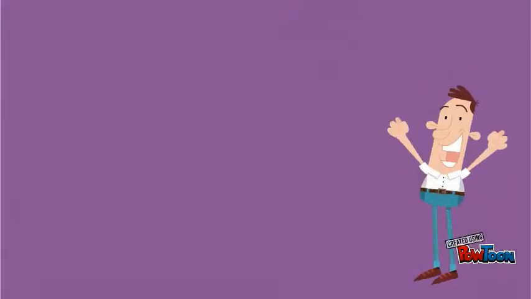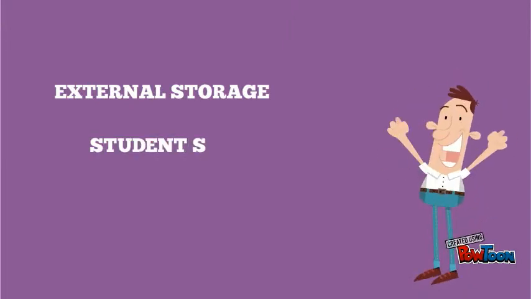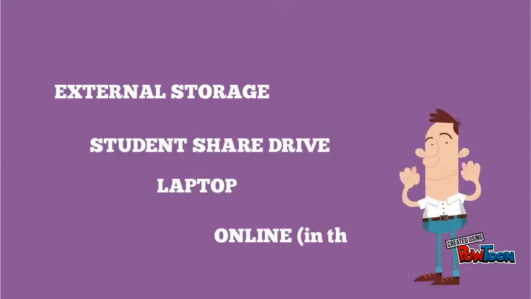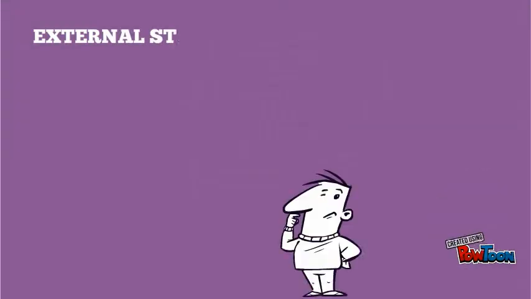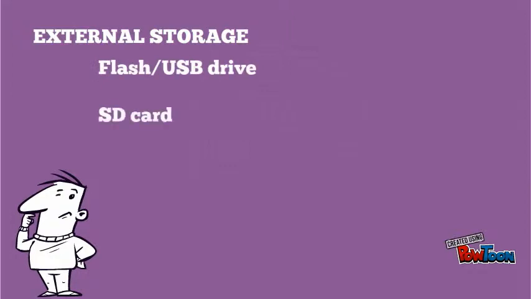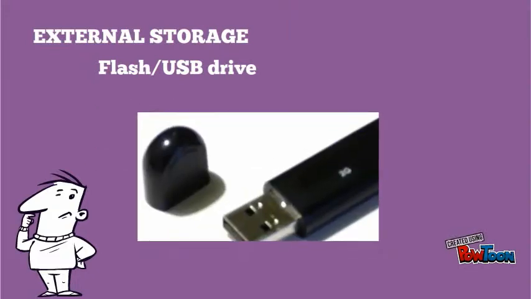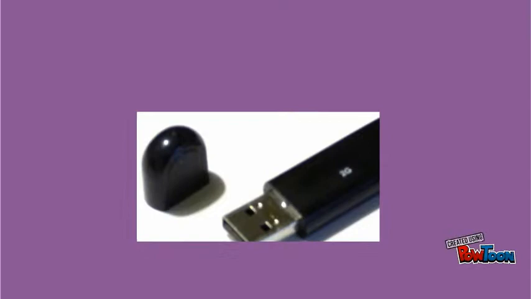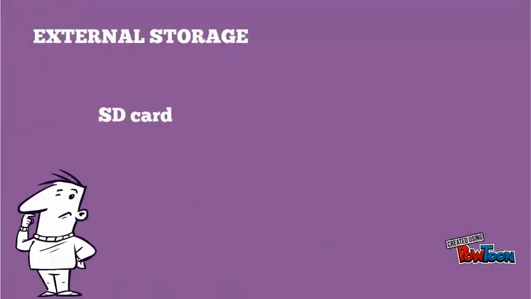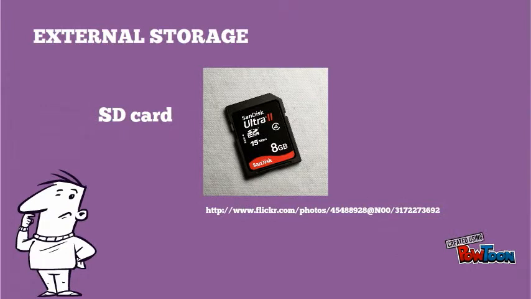Some of your options are external storage, student share drive, your laptop, or online. Let's take a closer look at each of these. External storage is anything that can be removed from the computer and used with a different device. USB drives, also called thumb drives and flash drives, are convenient and easy to use, but they're also easily lost or misplaced. An SD card, like the small card that you can use in a smartphone or digital camera, works like a USB drive, but it is inserted into a different type of port.